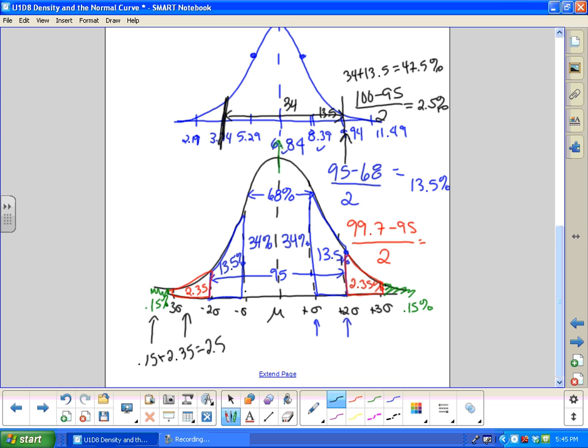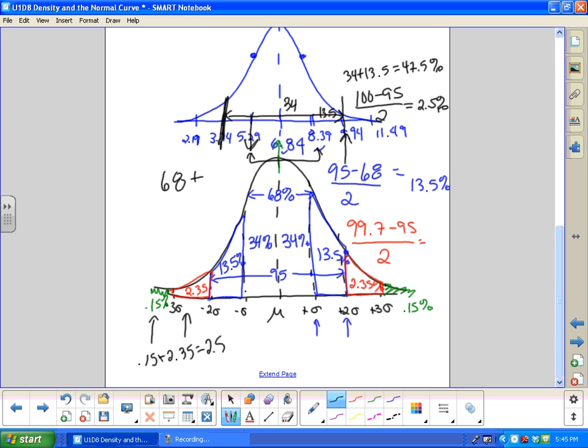What percent of the scores are between 5.29 and 9.94? So 5.29 is 1 standard deviation below the mean, and then 9.94 is 2 standard deviations above the mean. So let's see what I would come up with here. Now, one of the ways I could do this is I could say, okay, I know that 5.29 and 8.34 are going to be 68%.